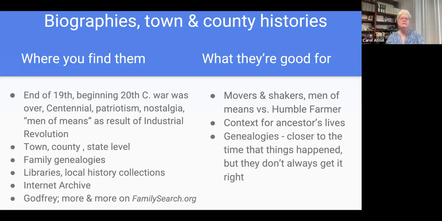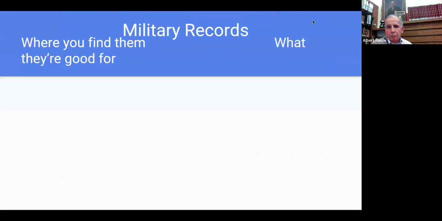The genealogies, you think, well, they might be more accurate because they're closer to the time when these people were born. They're only a couple generations off. But they didn't always get it right. And some of them were pretty good about citing sources, but many of them weren't. So you have to use those with a grain of salt. Yeah, in fact, most of them do not provide sourcing. So as a general statement, there will be exceptions.